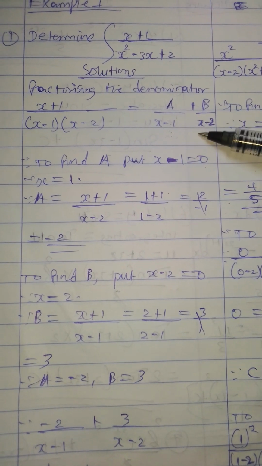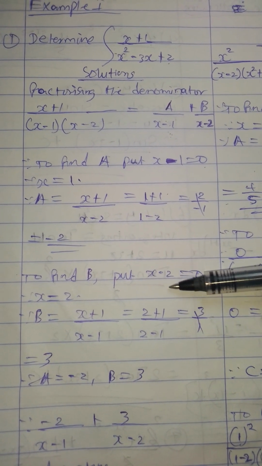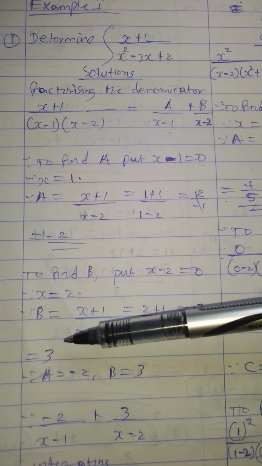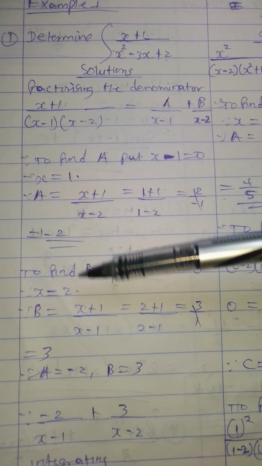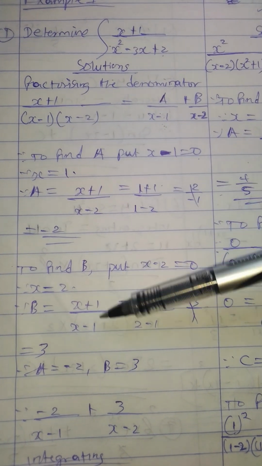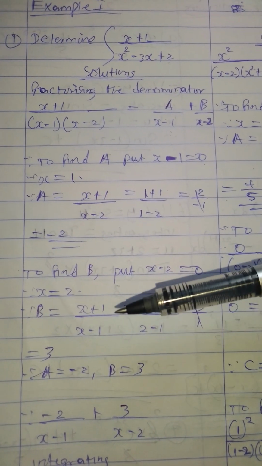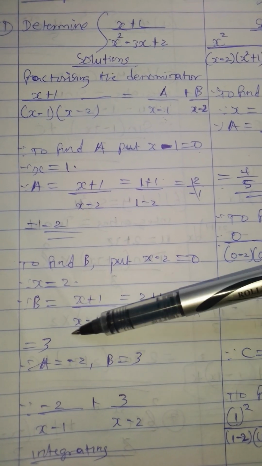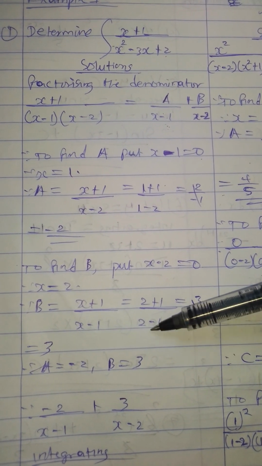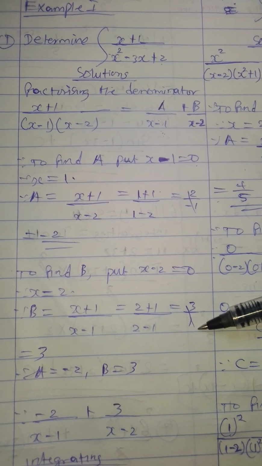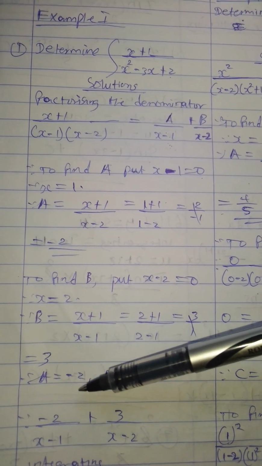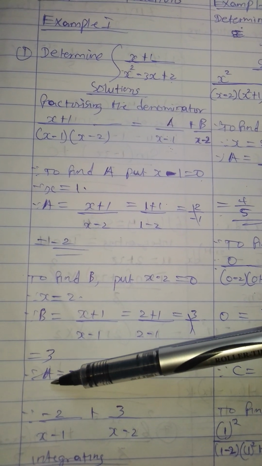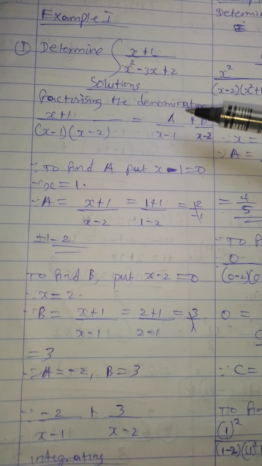Now therefore also to find B, put x minus 2 to be 0. So x minus 2 is equal to 0. Therefore if we solve it, that becomes x is equal to 2. Now therefore B is equal to x plus 1 all over x minus 1. Putting x to be 2 in this equation, that becomes 2 plus 1 all over 2 minus 1. So that becomes 2 plus 1 is 3, 2 minus 1 is 1. So 3 divided by 1 will give you 3. Now therefore A is equal to minus 2 and B is equal to 3. And therefore putting A equals minus 2 and B equals 3 in this equation.